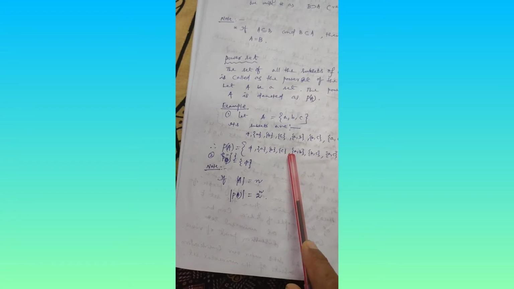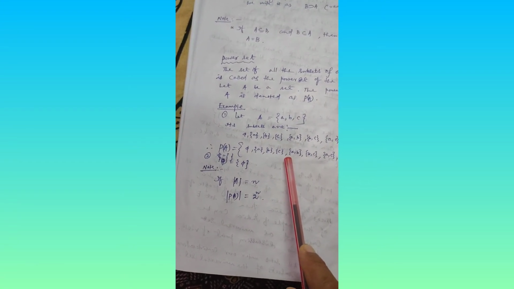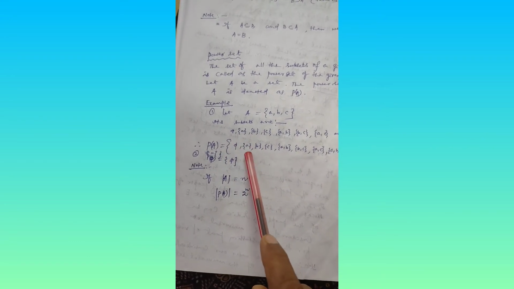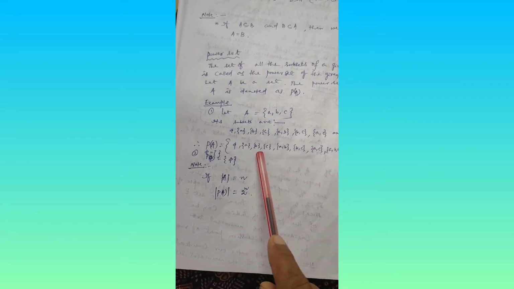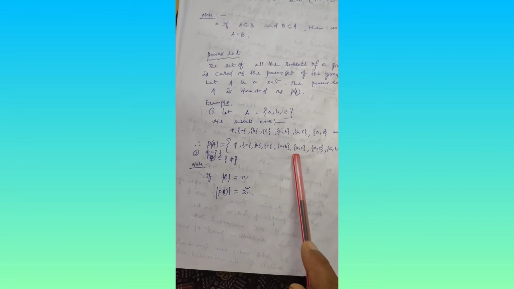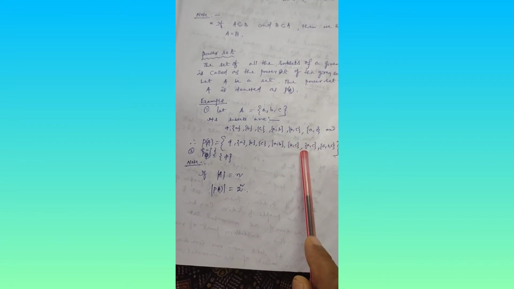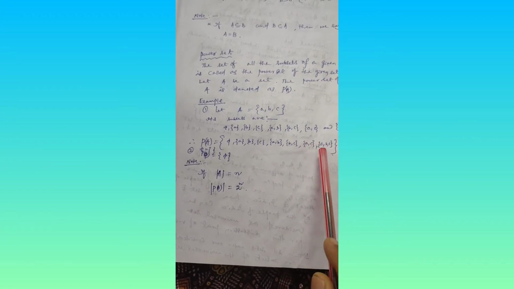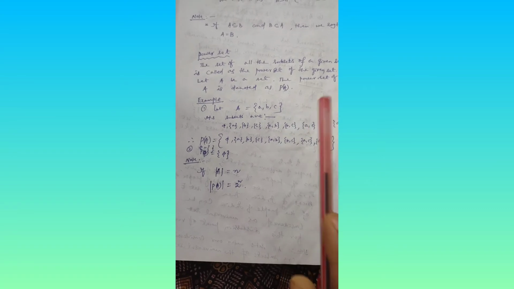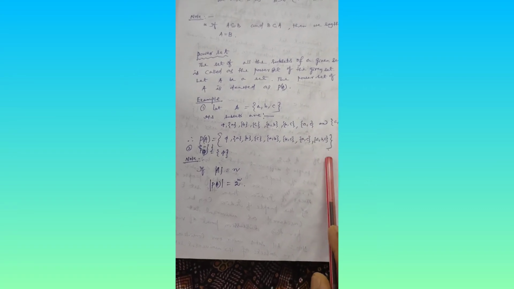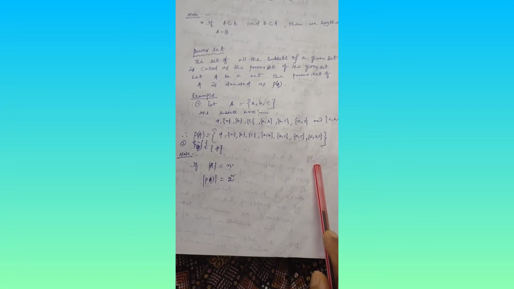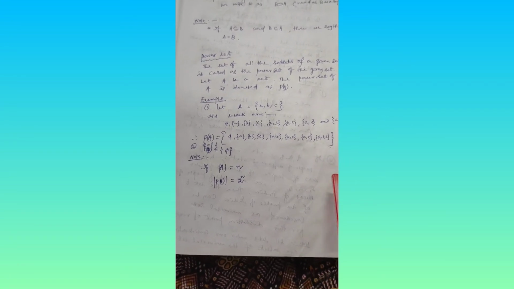Here the power set of A will be the set of the sets phi, the set with element a, the set with element b, the set with element c, the set with elements a and b, the set with elements b and c, the set with elements a and c, the set with elements a, b and c. Here we see that A has 3 elements, whereas the power set of A has 8 elements, that is equal to 2 to the power 3, or 8.